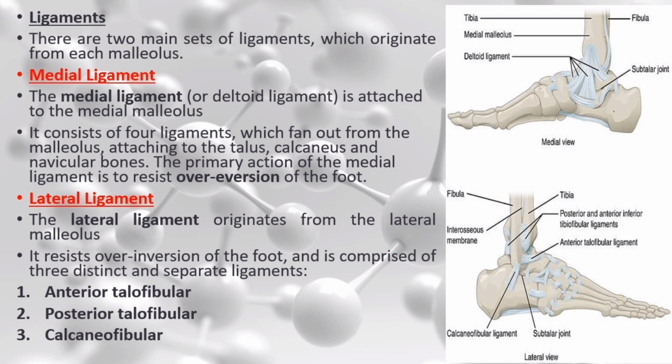Lateral ligament. The lateral ligament originates from the lateral malleolus, a bony prominence projecting from the lateral aspect of the distal fibula. It resists over-inversion of the foot, and is comprised of three distinct and separate ligaments. Anterior talofibular, spans between the lateral malleolus and lateral aspect of the talus. Posterior talofibular, spans between the lateral malleolus and the posterior aspect of the talus. Calcaneofibular, spans between the lateral malleolus and the calcaneus.